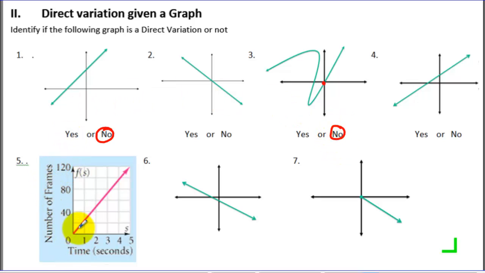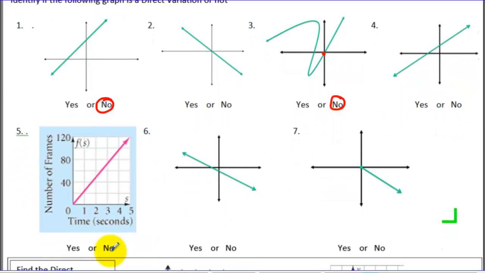Okay, for number 5, I only have a graph on the first quadrant, but this line starts at the origin, so therefore 5 is a direct variation. Yes, this is a direct variation. Number 7, again a straight line and starts on the origin, so 7 is also a direct variation. Alright, go ahead, pause the video and solve questions 2, 4, and 6.